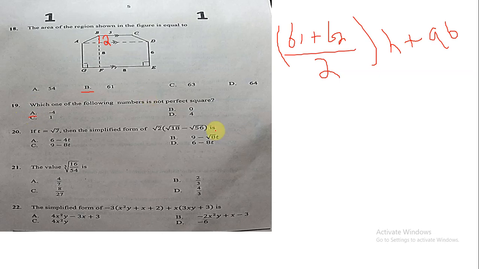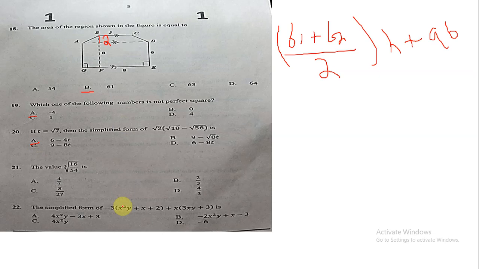Okay, in question number 20, if t is equal to radical 7, then what is the simplified form of radical 2 times radical 18 minus 56? When you separate it into perfect and non-perfect parts, you will find radical 7. When you find radical 7, put it in place of t, so that means 6 minus 4 times t, which was radical 7. So the answer for question number 20 is A.